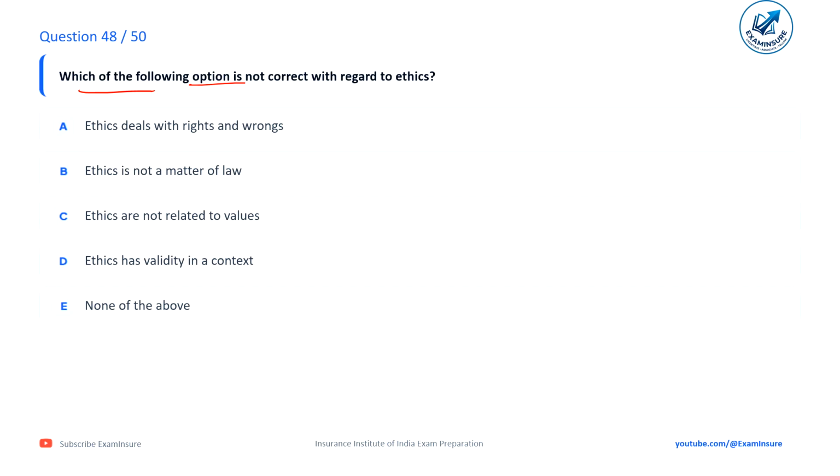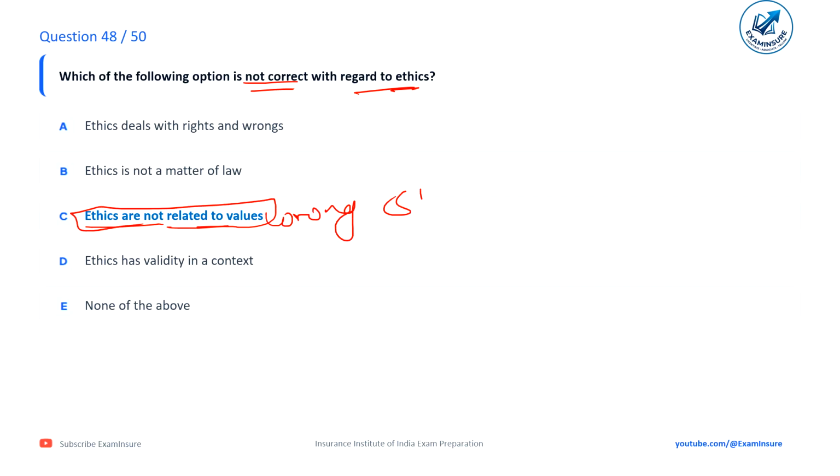Which of the following options is not correct with regard to ethics? Ethics deal with right and wrong. Ethics is not a matter of law. Ethics is not related to values. Ethics has validity in the context and none of the above. So here in the question they have asked which is not correct with regard to ethics. So ethics is not related to values is the wrong statement.